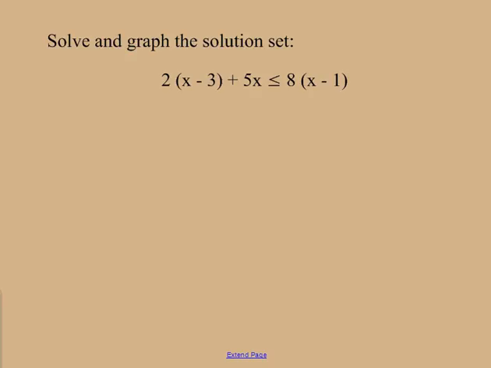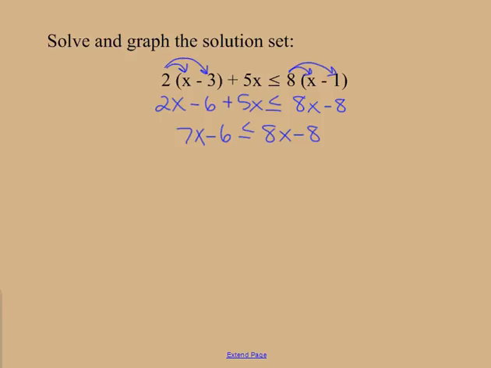So let's do it. So on the left side, we're going to have to distribute the 2 to each term in parentheses. So we get 2x minus 6. Keep the plus 5x less than or equal to, and now we need to distribute the 8 over here. 8x minus 8. Now we can start to move things around and combine like terms. Notice on the left side, we have a 2x and a positive 5x, so let's go ahead and combine those. So we get 7x minus 6 is less than or equal to 8x minus 8.